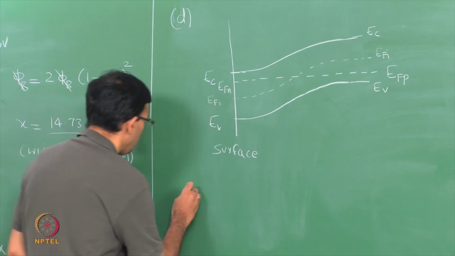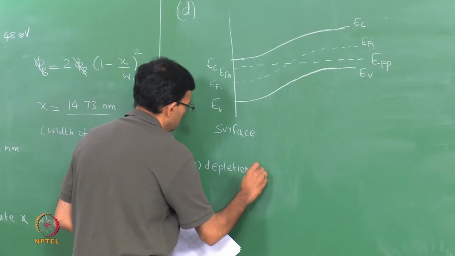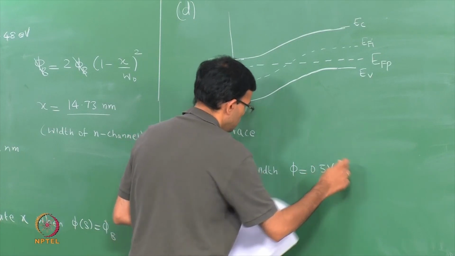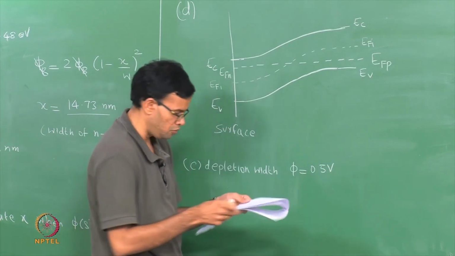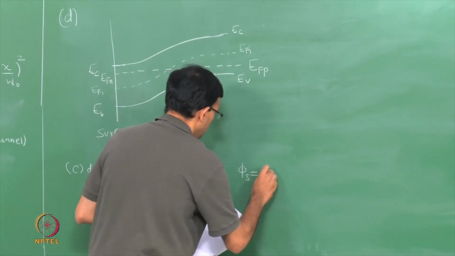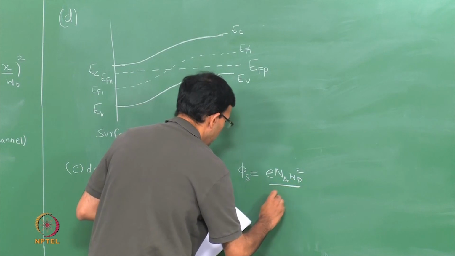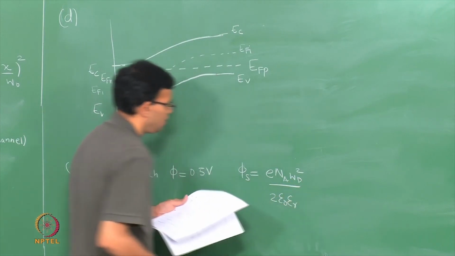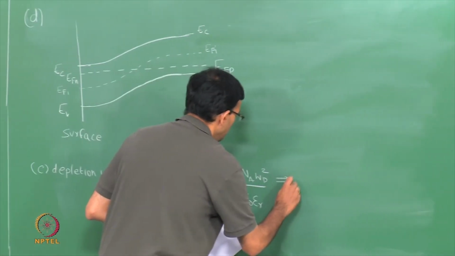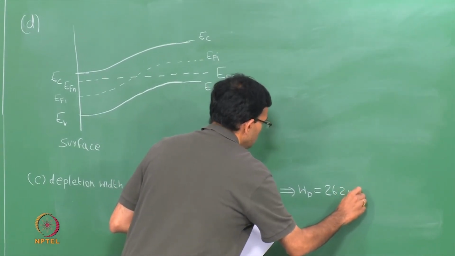So, part C wants to calculate the depletion width when phi is 0.5 volts. So, once again you have to just use the formula. So, phi s is equal to E N A W d square by 2 epsilon naught epsilon r. So, all the numbers are essentially known, you only want to calculate W d. So, W d is 26.2 nanometers.